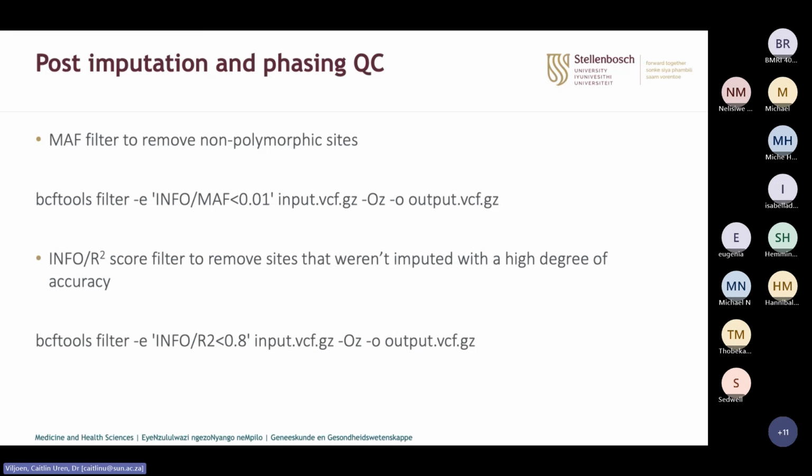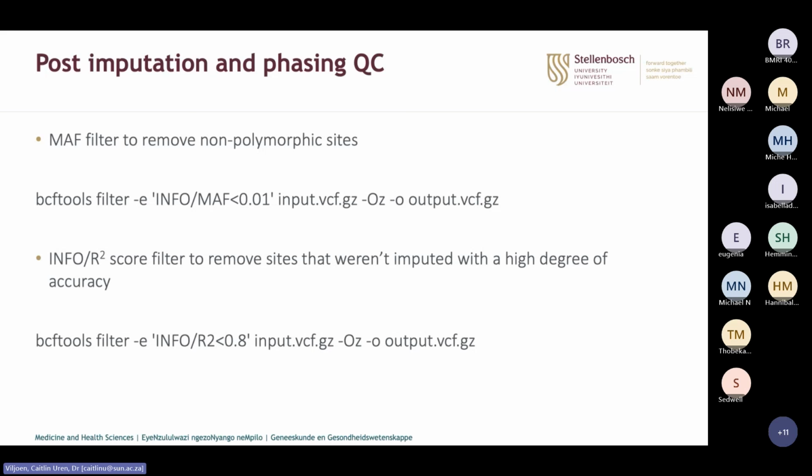You also want to filter on info or R-squared scores. So the score is an accuracy score or a performance score that the imputation software provides. So is it that this imputed genotype is what it said it is? And there is no right or wrong answer in terms of the value for this. It's actually quite an interesting field at the moment. People are trying to figure out what the best filter would be depending on your application.